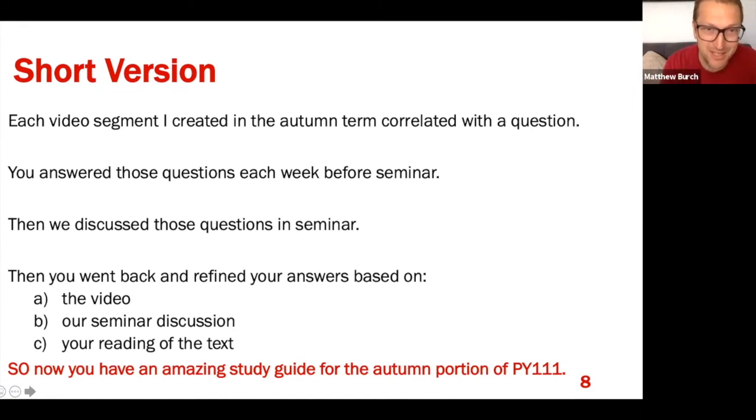Hopefully some of you were doing that all along the way. If you weren't, then at least hopefully you're in a good position to go back and think about how you would answer those questions now. That was the idea. So you have a study guide.